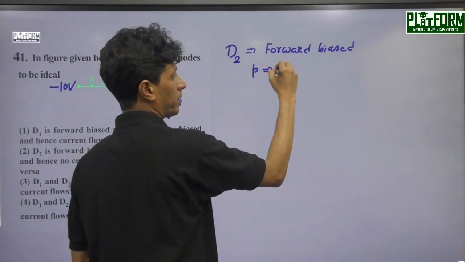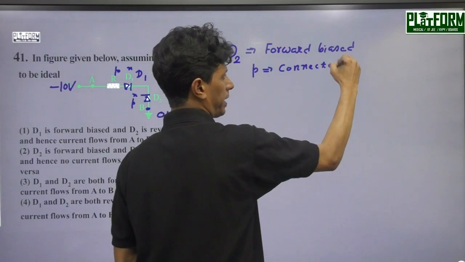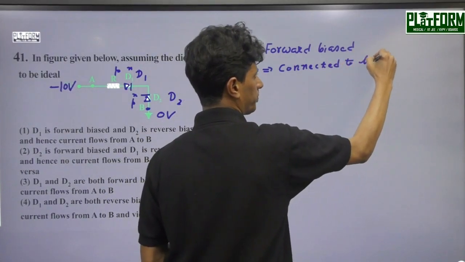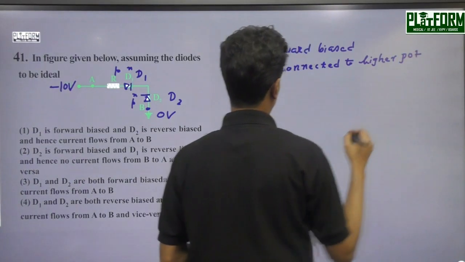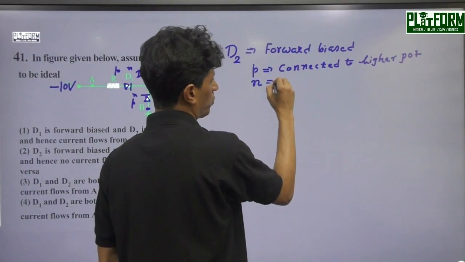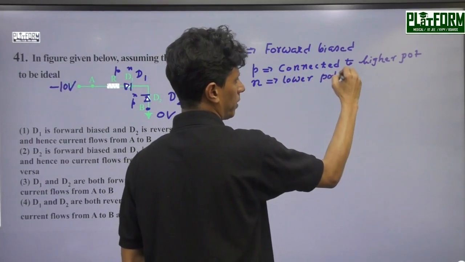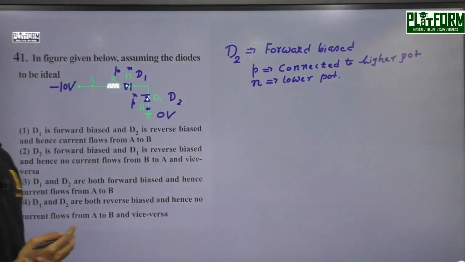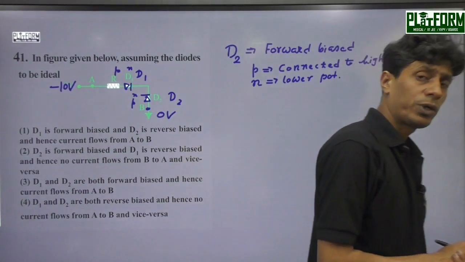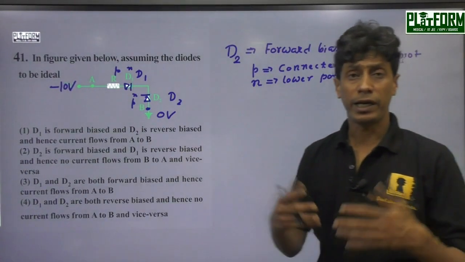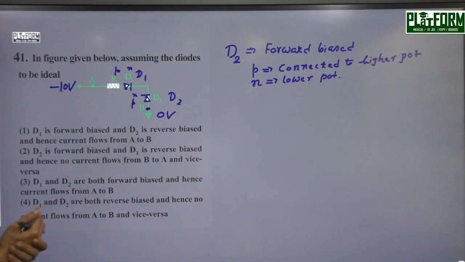P connected to higher potential and N connected to lower potential. You know, when any diode's P junction is connected to higher potential and N connected to lower potential, we can say the diode is in forward bias.